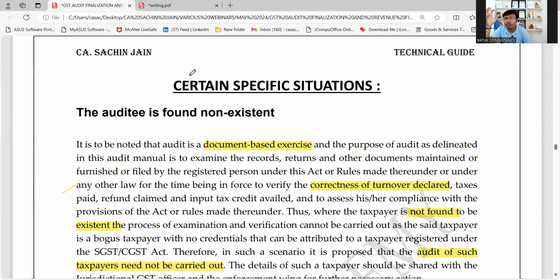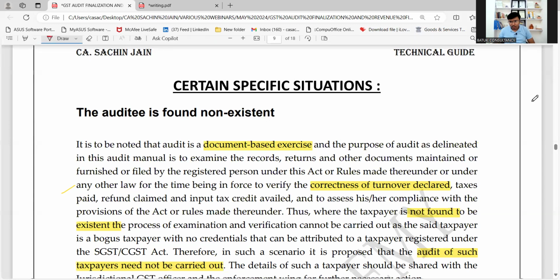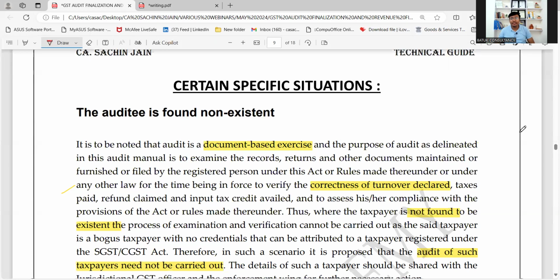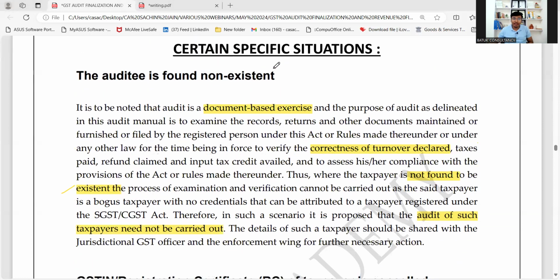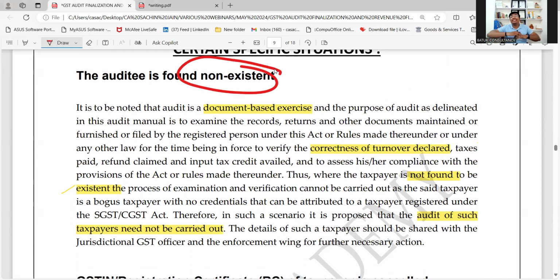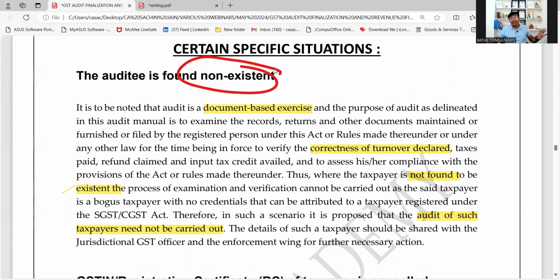Now, कई बार कुछ सिचुएशन आती है रिलेटेड टू द जीएसटी ऑडिट and departmental authorities are quite confused in that specific situation, so we are just going to discuss that in a very brief way. Okay, just question are there, the auditee is found non-existing, अगर वो ऑडिटी अवेलेबल एग्जिस्ट ही नहीं करता है, in that case whether we need to conduct the audit or not, this is the question.